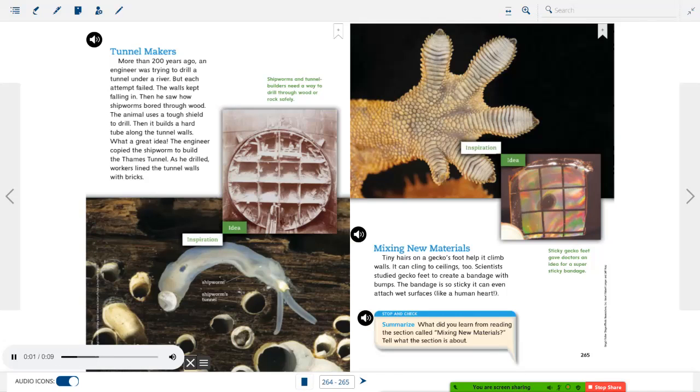Stop and check. Summarize. What did you learn from reading the section called Mixing New Materials? Tell what the section is about.